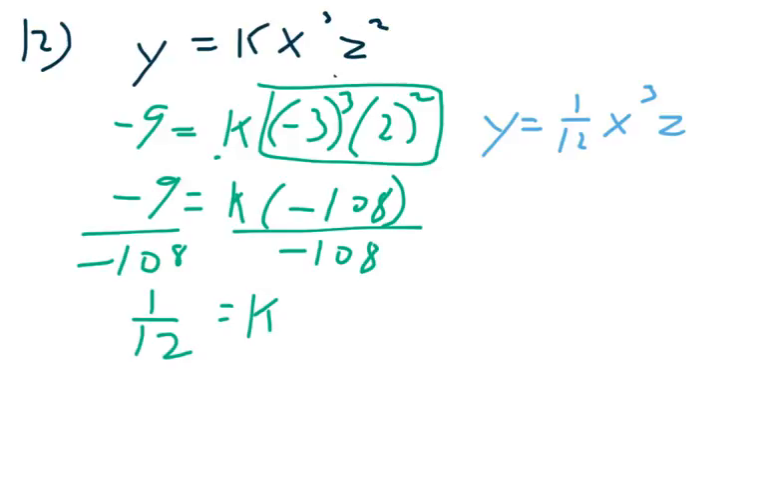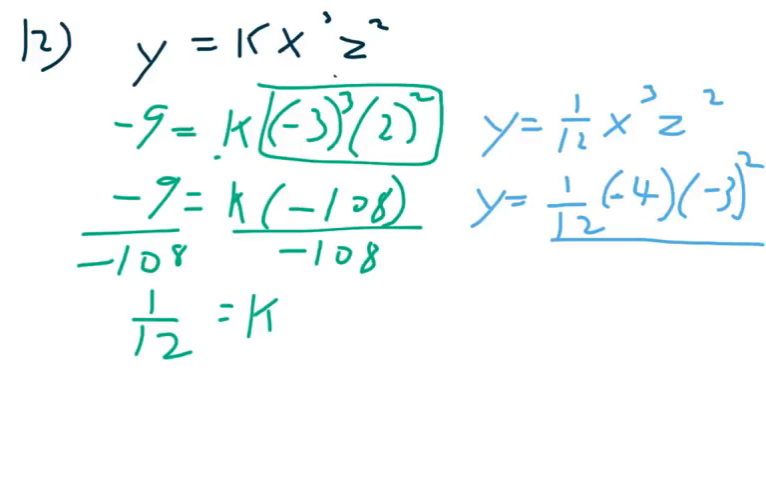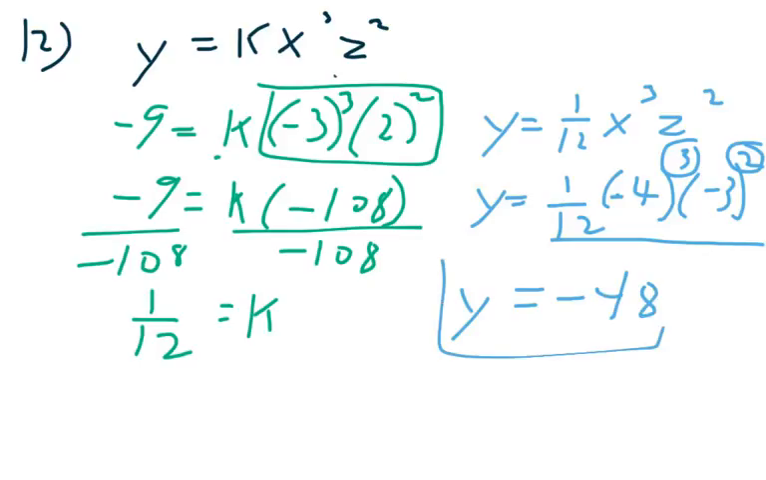For the next part of the problem, we have y equals 1/12. X is now equal to negative 4, and z is equal to negative 3. When I multiply this all together, I get y equals, making sure you have the cubed and the squared here, because that's a lot of times where people make their mistakes, negative 48.